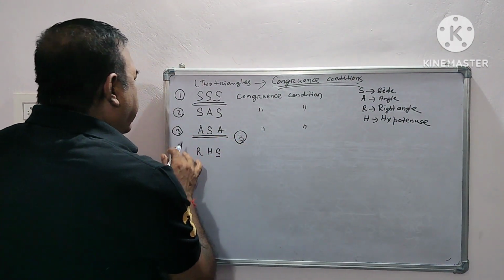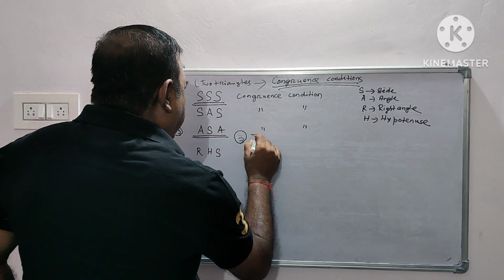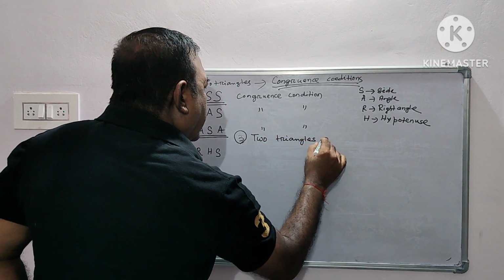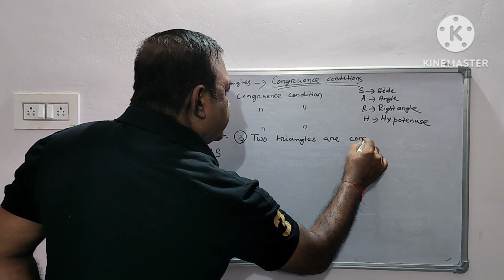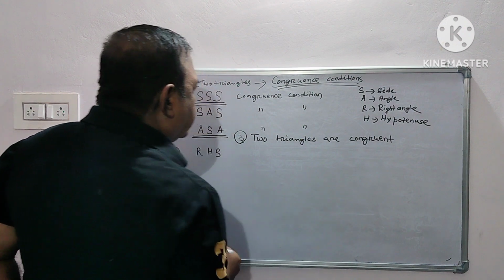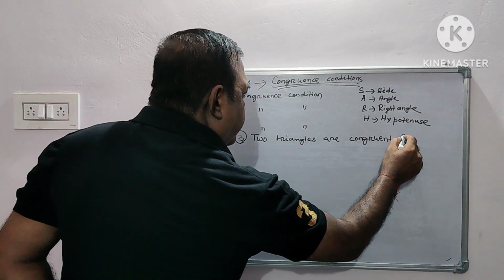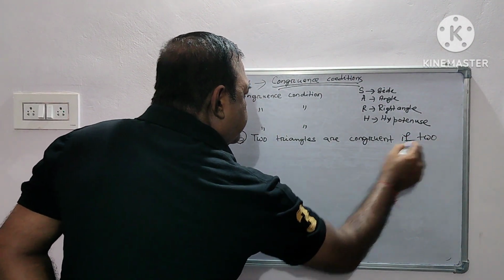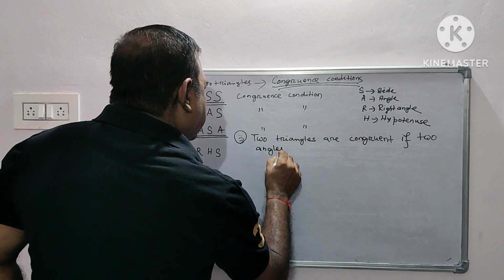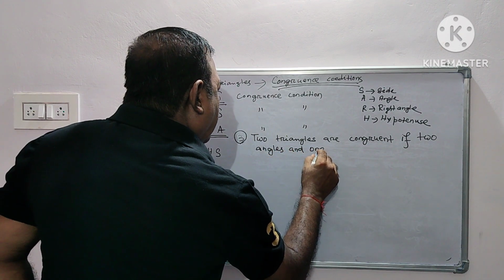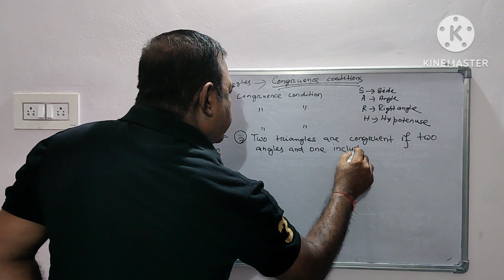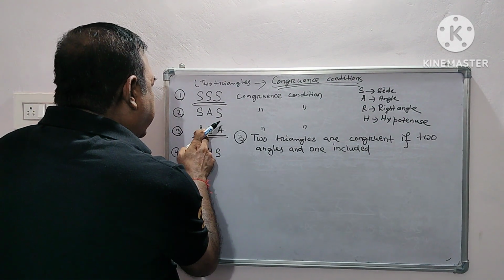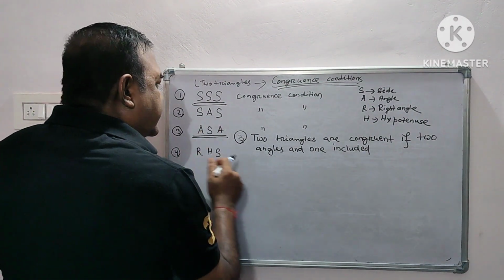ASA, angle side angle. Two triangles are congruent if two angles and one included side. Like in the previous case it was included angle, and you see the side is in between two angles, so that is the included side.